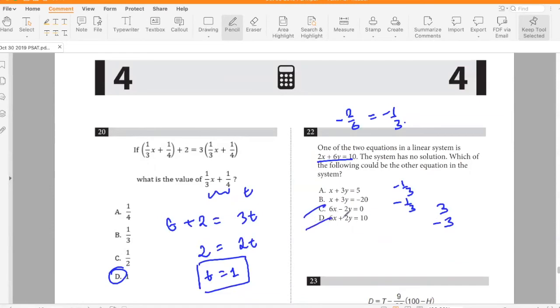So C and D are directly out. Now, if you multiply option A by 2, you get 2x plus 6y is 10. So option A and this line are the same. So they cannot constitute a system with no solution, because when the lines are the same, then there are infinite solutions. So it's option B.